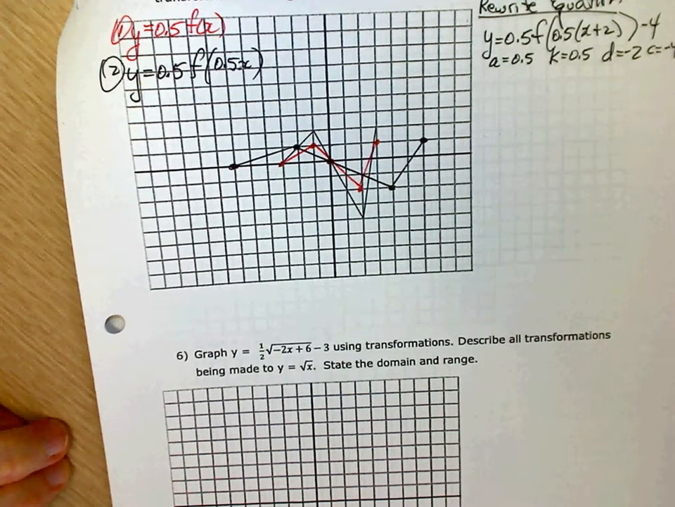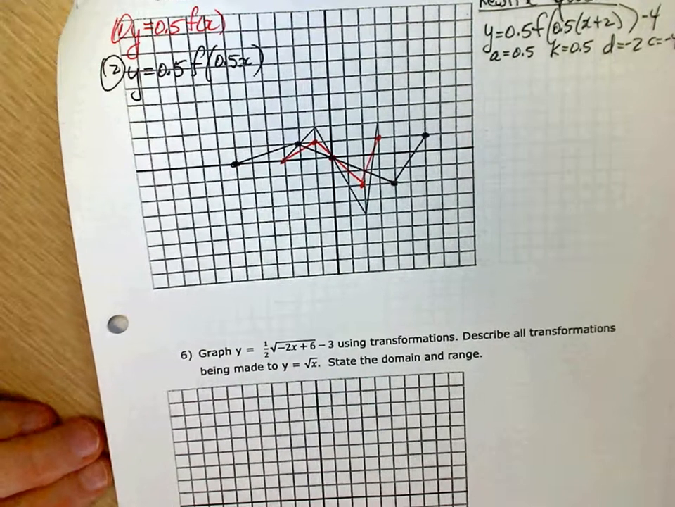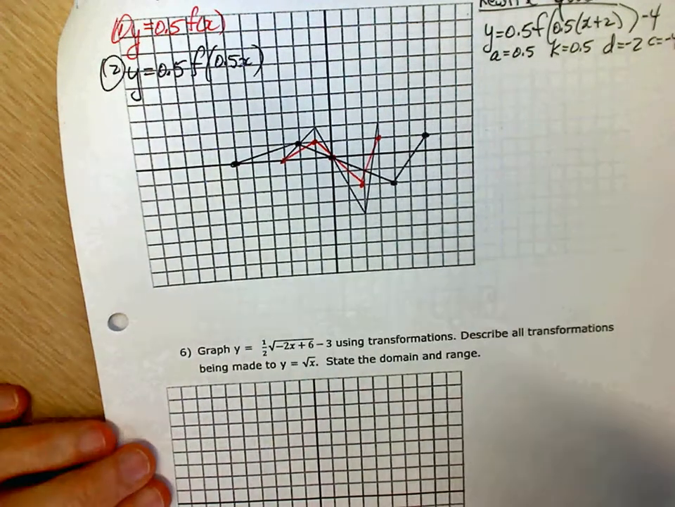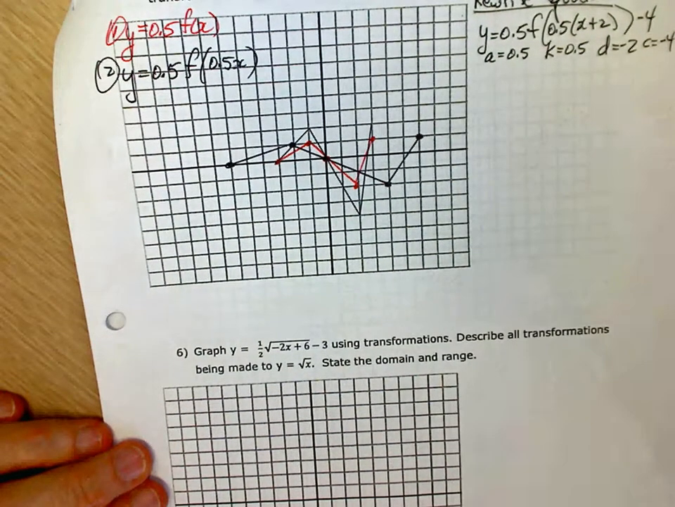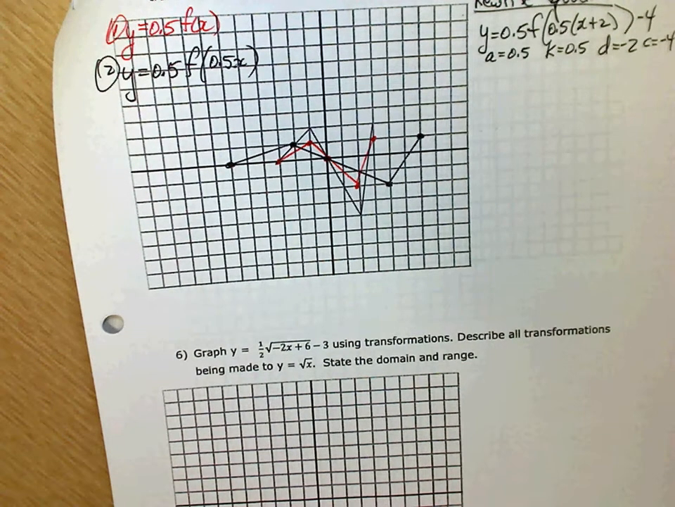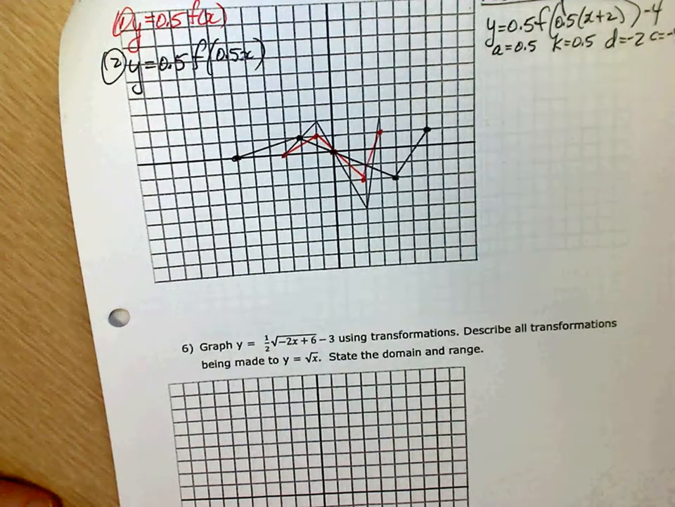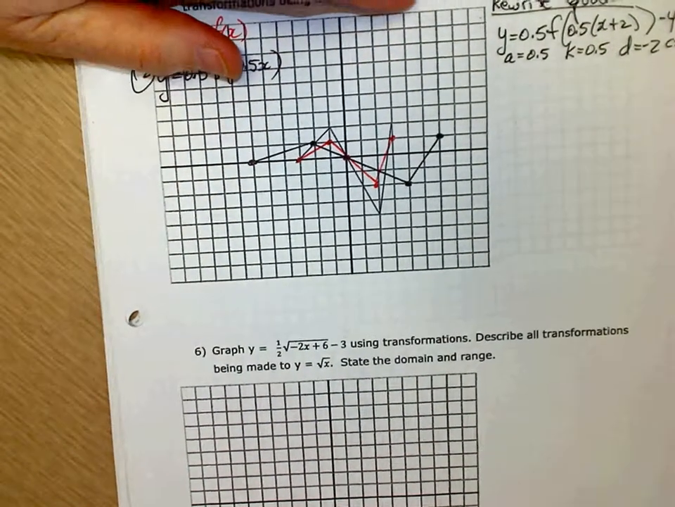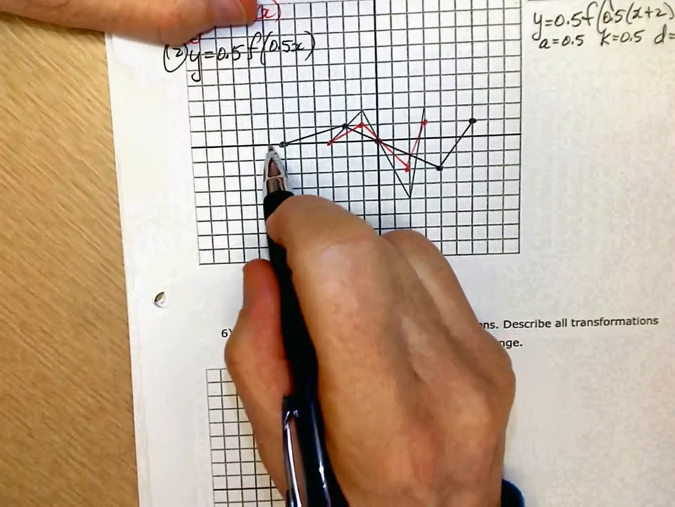Now I can go 2 left, 4 down. The pen's no good. Let's see. I guess I can do it in red. 1, 2, 3. Oh, sorry. 1, 2, 1, 2, 3, 4.